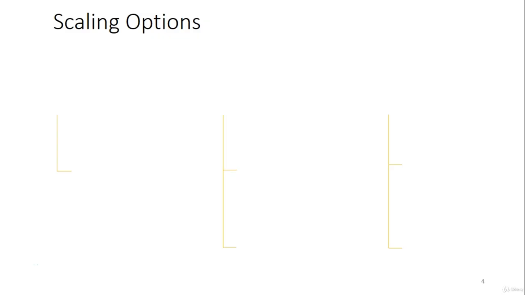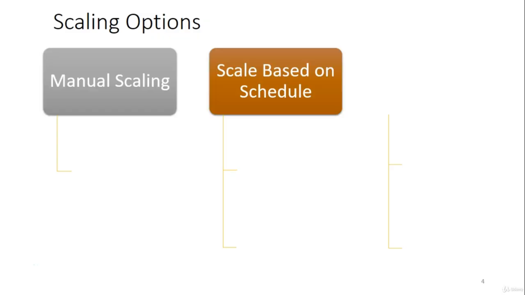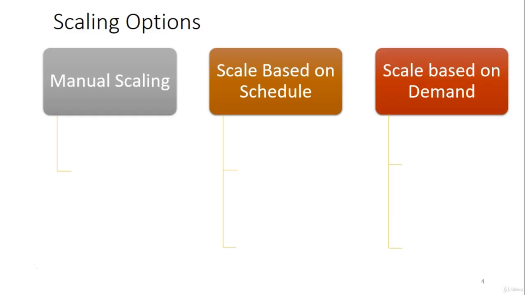It will increase or decrease the number of instances in your auto scaling group. So what are the scaling options? Manual scaling, scaling based on a schedule, and scale based on demand. Manual scaling is simply log into the AWS console and change the size of an existing auto scaling group. So this is the simplest one.